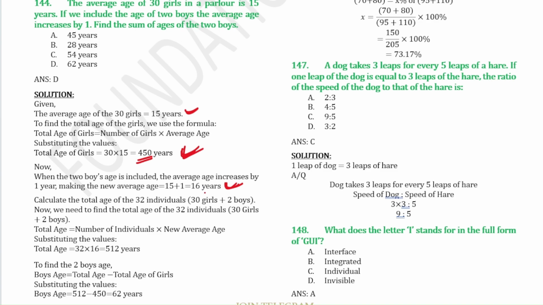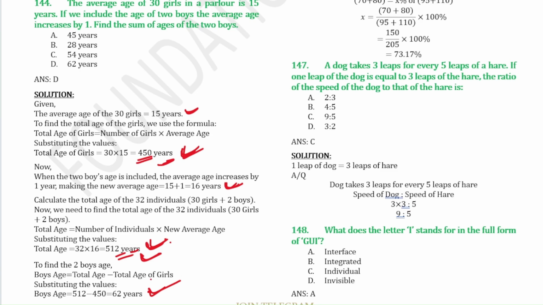Now we have to find the total age of these 32 individuals, right? So 32 into 16 will give you 512 years. Now to find the boys' age, we have to subtract the total age of the girls from the total age. If you subtract, you will get the age of the boys, which is 62 years.